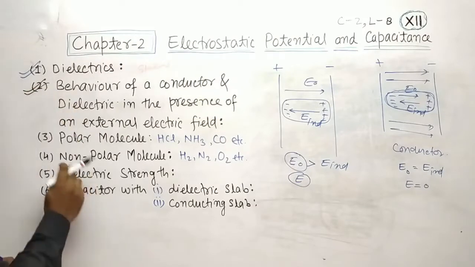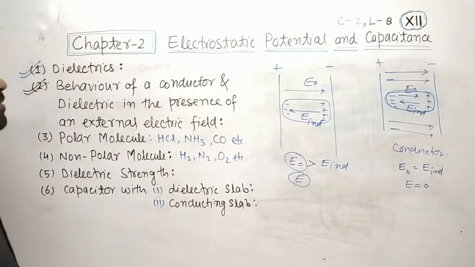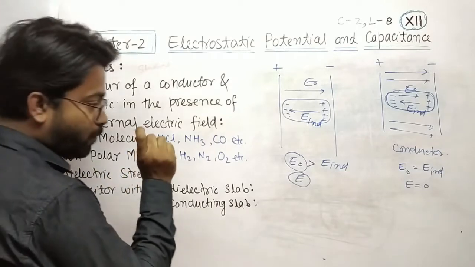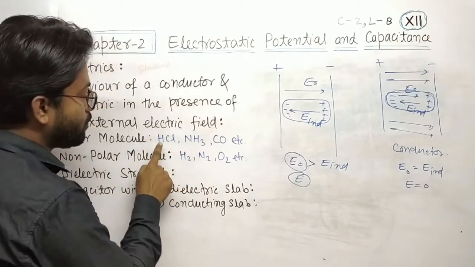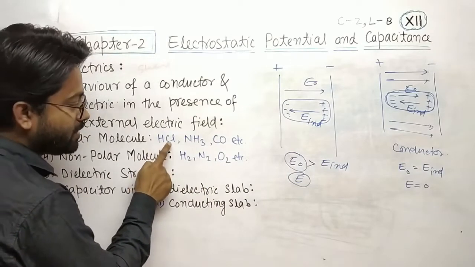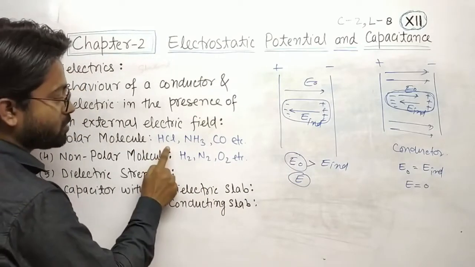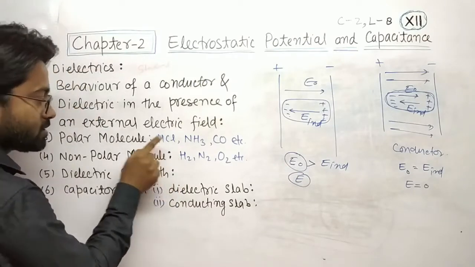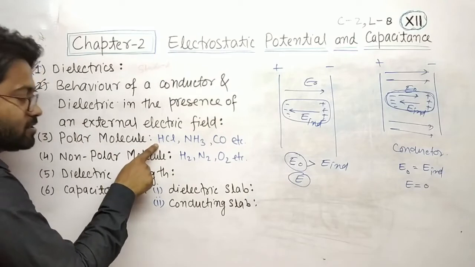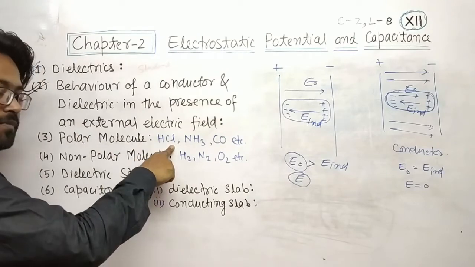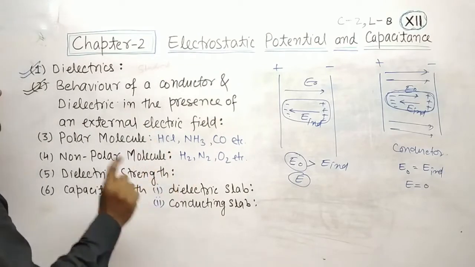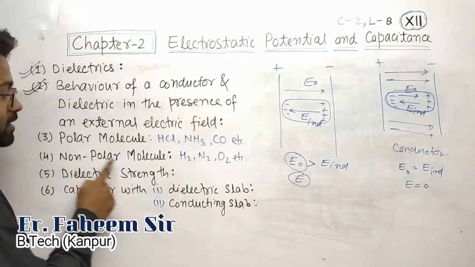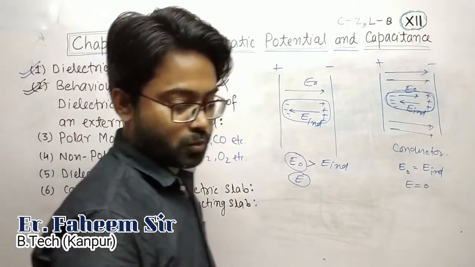Next point, polar molecules. What is the definition? When the center of mass of positive charge does not coincide with the center of mass of negative charge, that is a polar molecule. If they coincide, that is non-polar, like H2, for example.